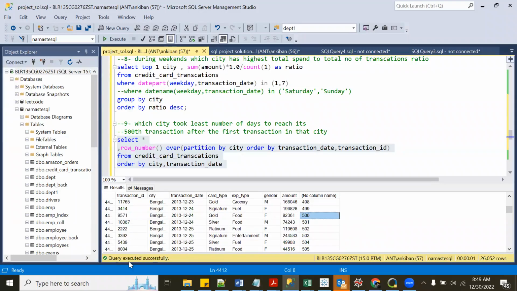Okay, so if Bangalore reaches 500 transactions, how many days did it take? The 500th transaction happened on 24/12/2013, right? And when was the first transaction? So 500 is on 2013-12-24, and let's go to the first transaction of Bangalore.